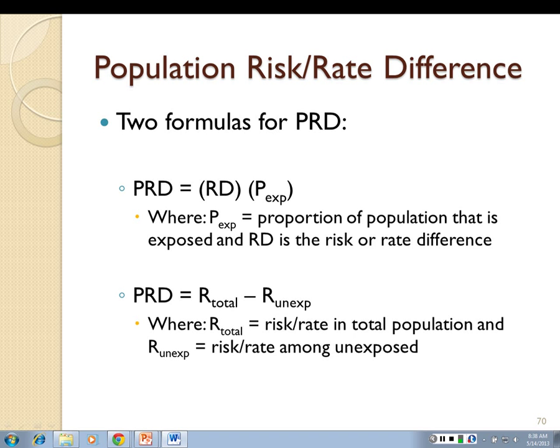Now, the population risk, or the rate difference, measures excess disease occurrence among the total population that is associated with the exposure. It helps to evaluate which exposures are most relevant to the health of a target population.